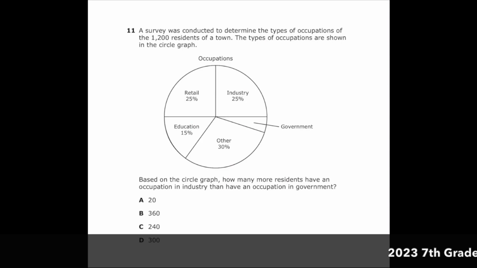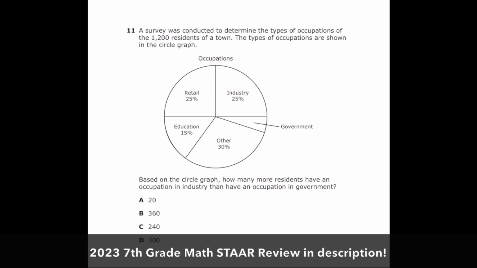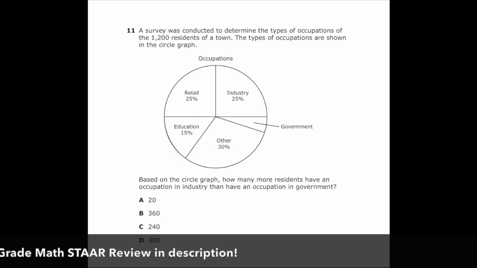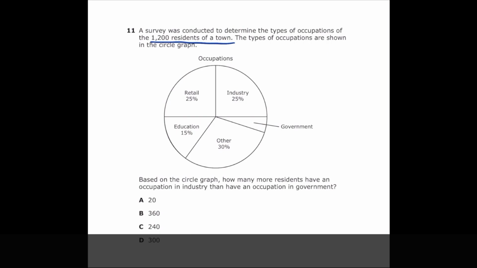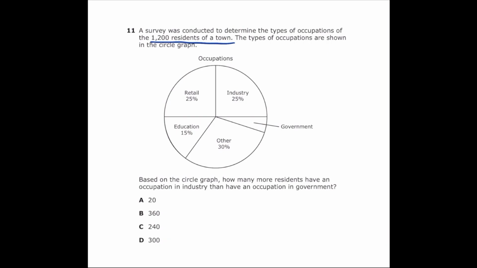This is number 11 from the 2022 7th grade math STAAR test. A survey was conducted to determine the types of occupations of the 1,200 residents of a town. The types of occupations are shown in the circle graph. Based on the circle graph, how many more residents have an occupation in industry than have an occupation in government?